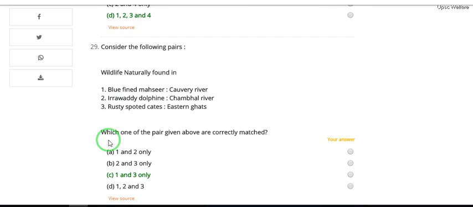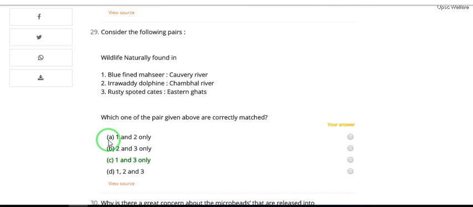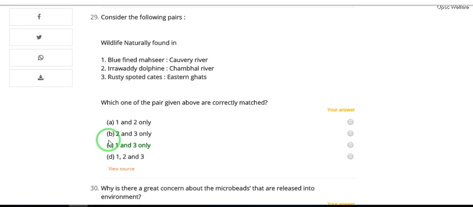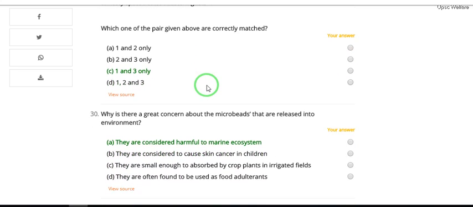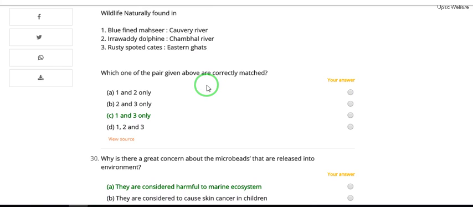Now consider the following, we have to pair them. Blue fin mahseer, yes, Kaveri river. And this is the Irrawaddy dolphin, that is of course in the Chambal river. That is not found in the Chambal river. And the rusty spotted cat, that is Sternghat, of course. So 1 and 3 we will go with as correct here. Why is it so? Because, if we see, yes, the Irrawaddy dolphin is not in the Chambal.